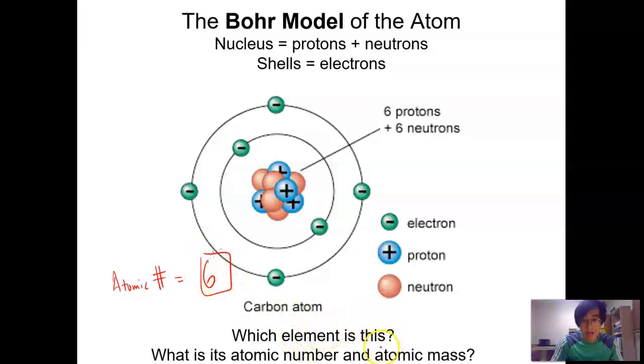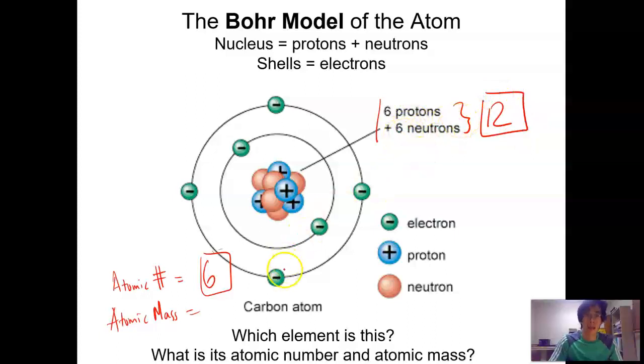And the atomic mass is the sum of the heaviest particles in an atom. So that is the protons plus neutrons, which gives me 12. This is going to be my mass. And because it's really small, we use something called atomic mass units, like 12 AMU, to describe the mass of an atom. So that's how you do that.